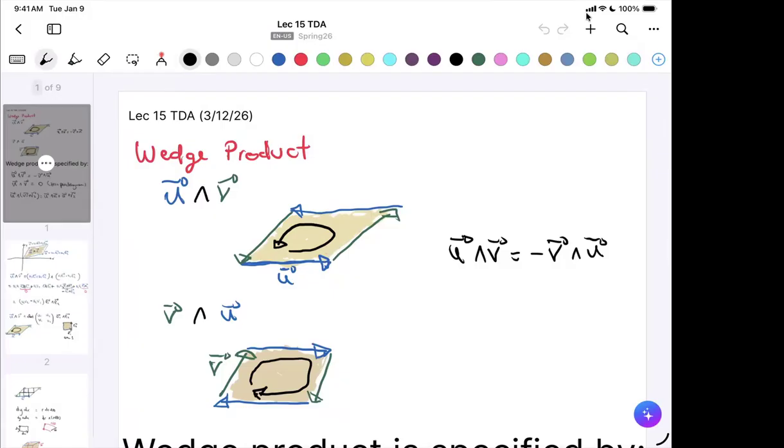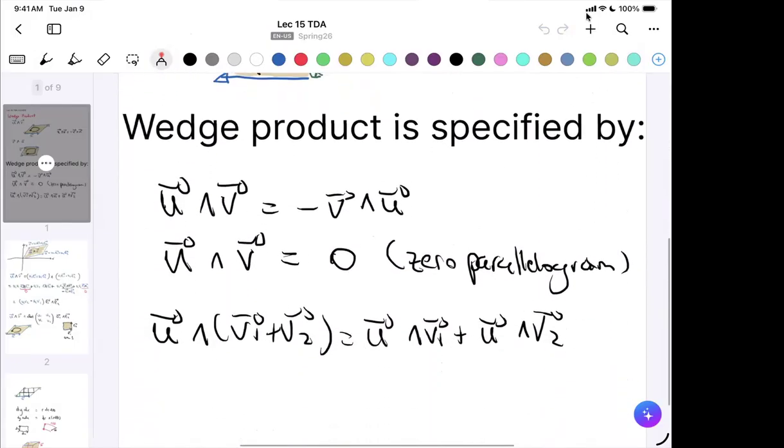The thing is that the order matters, because depending on which one you write first, you're moving along the parallelogram either starting with U or starting with V, which, depending on how you look at it, means you're moving either counterclockwise or clockwise. That is why you still have U wedge V equals minus V wedge U, because they have what's called different orientations.